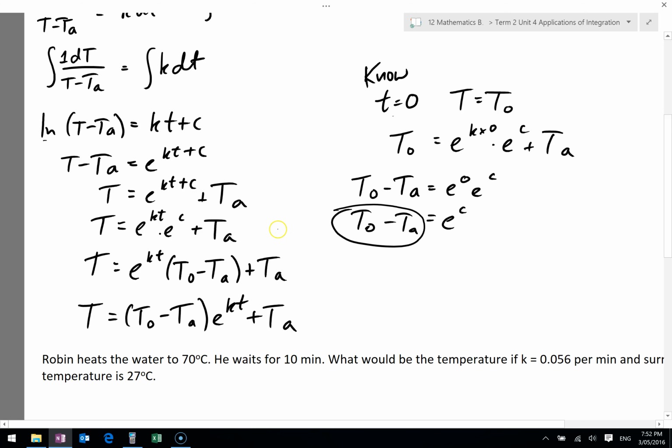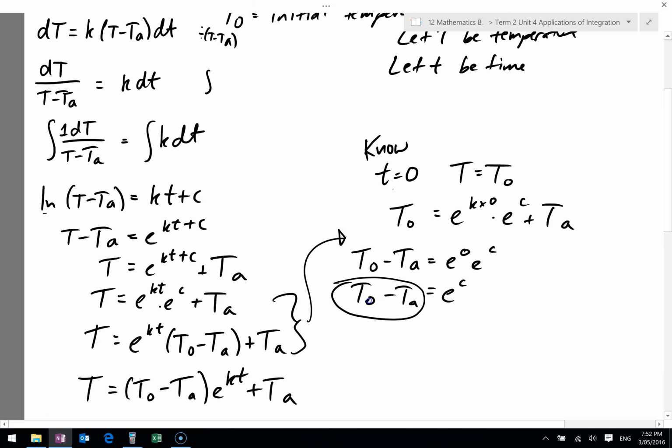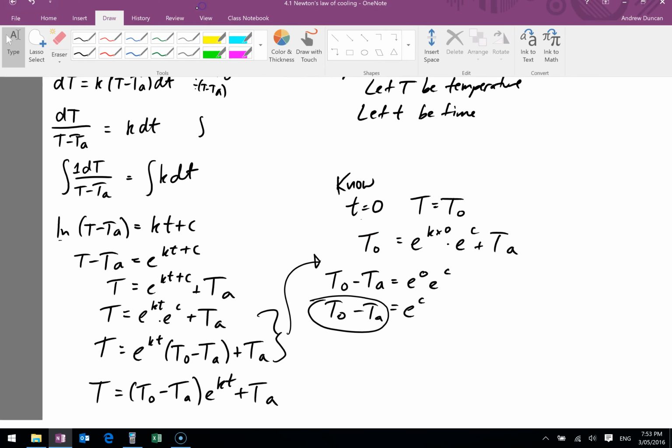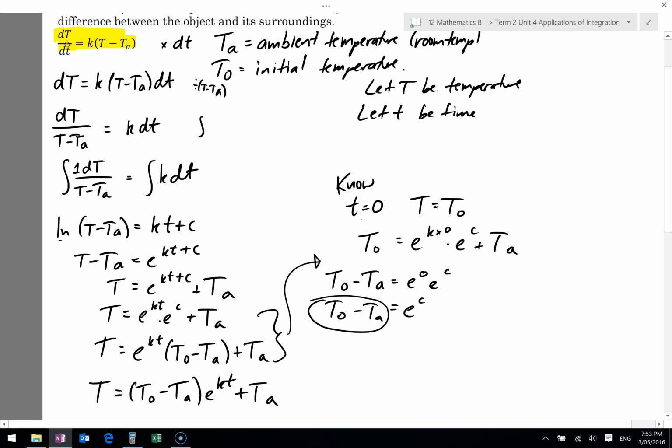Okay, so this little step here is explained over here. Alright, so what we should highlight on here is this key result. If I have the temperature dT/dt equals k(T minus Ta), I can write down this sort of equation. It'll always work out like that. You won't need to solve these from scratch, so you're allowed to skip all of those intermediate steps.